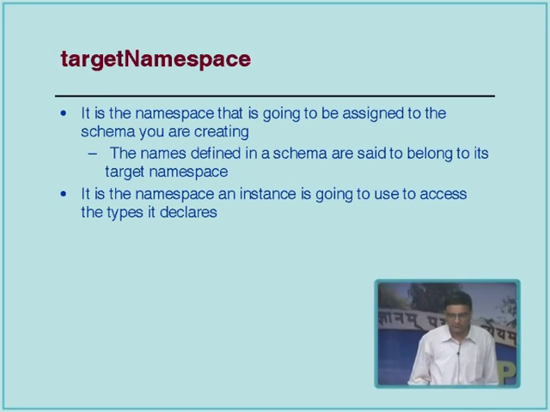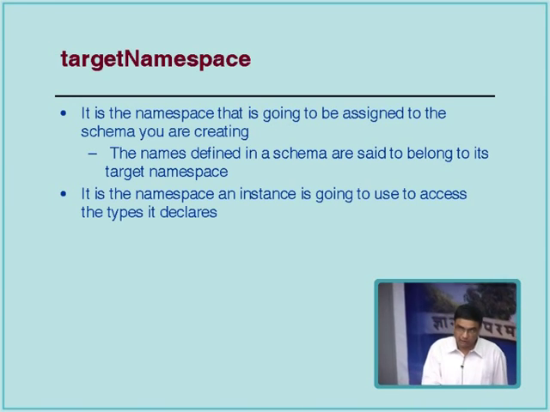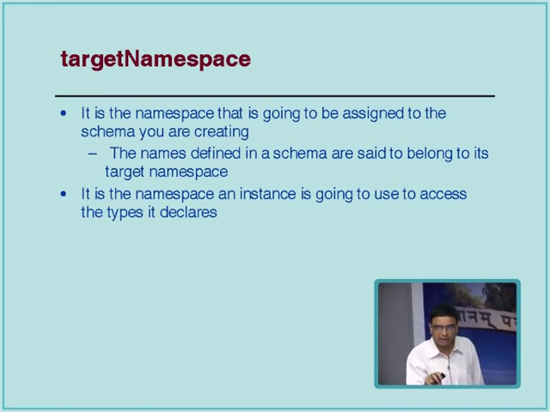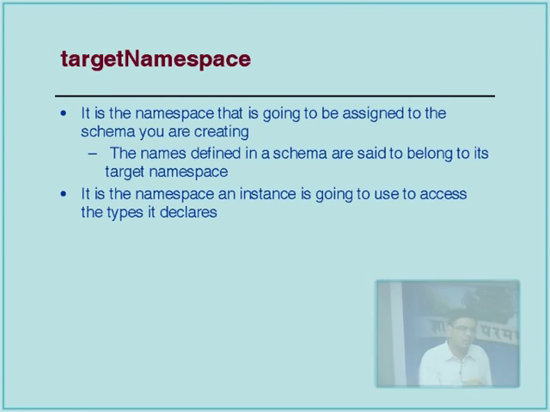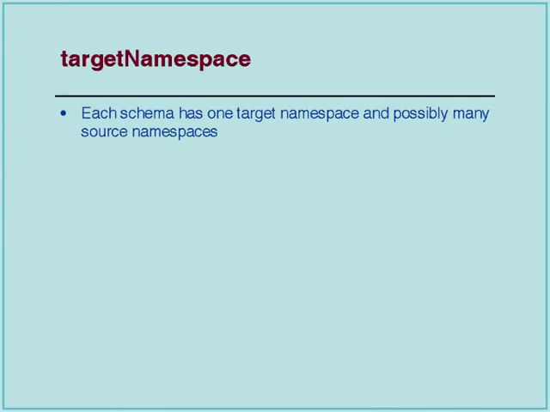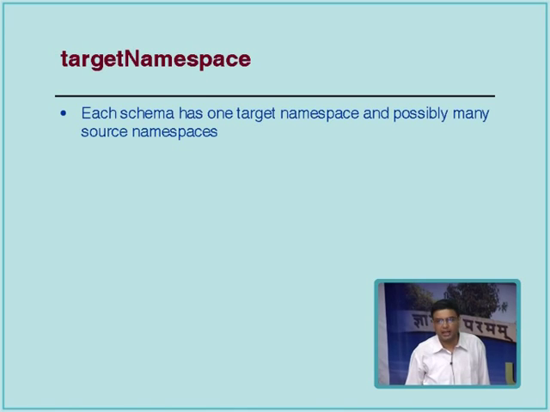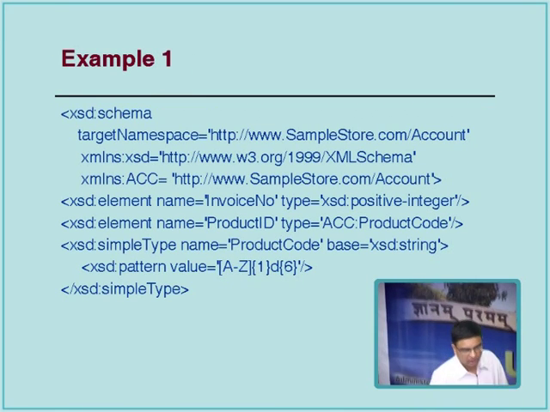So target namespace is going to be assigned to the schema that you are actually creating at that point. So you have to say that this belongs to this target namespace. It may be a company name, for example, right? So I describe a PO. My company is some XYZ business, and the purchase order definition is specific to this business, right? That's the notion. So one target namespace has to exist, and many source namespaces are coming from different places, right?